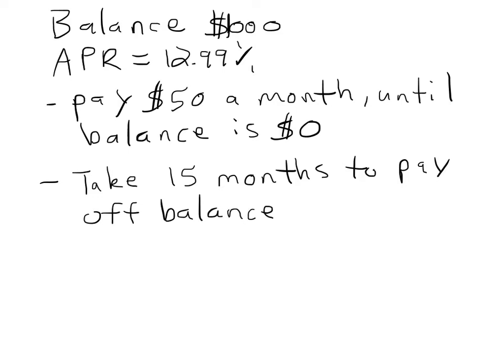So for the first option, we know how much we're going to pay every month, $50. We're just going to keep paying the $50 until we don't owe any more money. For the second option, we've decided we're going to pay it off over 15 months, so we need to solve for how much we're going to pay per month. And then we're going to pay that amount for 15 months. So let's look through both of the options.